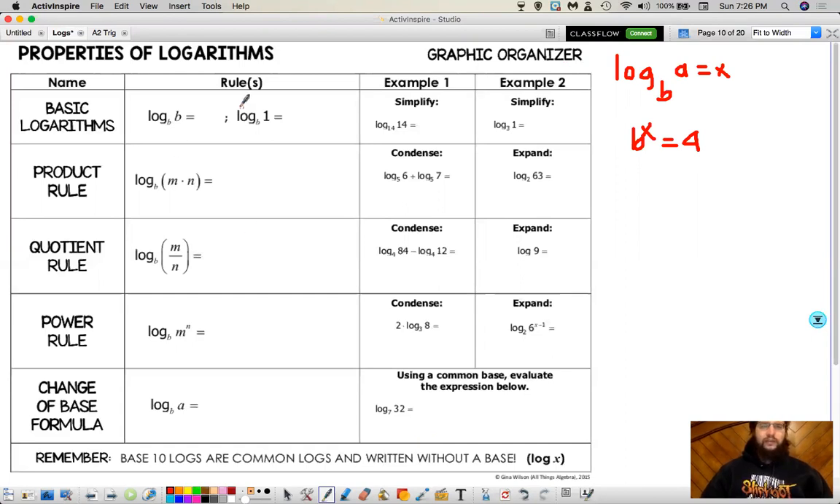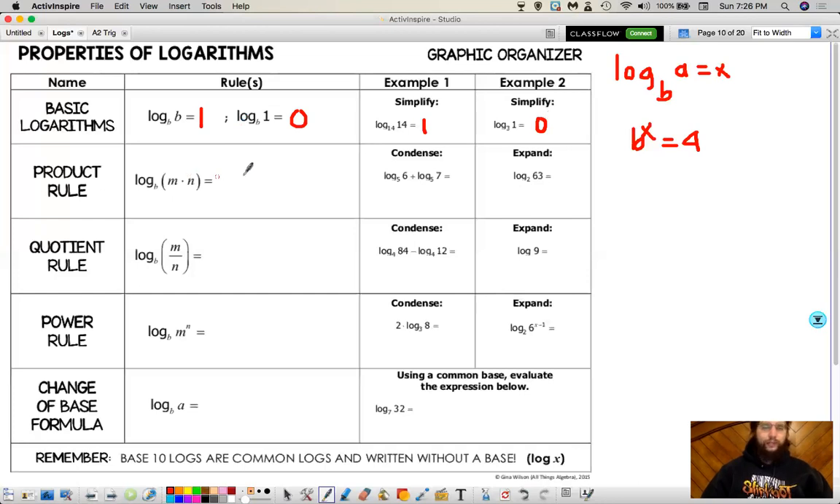Now just some basic ones. B to what power is B? 1. B to what power is 1? 0. Doesn't matter what B is in either of these cases except 0, because you can't really have a base of 0, but don't worry about that. We're not going to have that. So here's some examples. 14 to what power is 14? 1. 3 to what power is 0? 3 to what power is 1? 0.